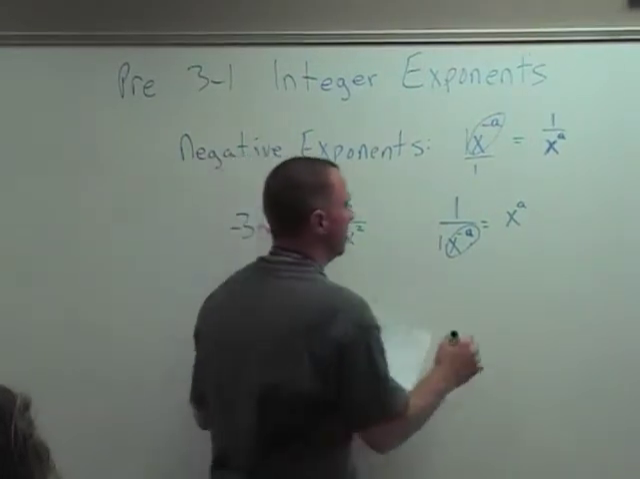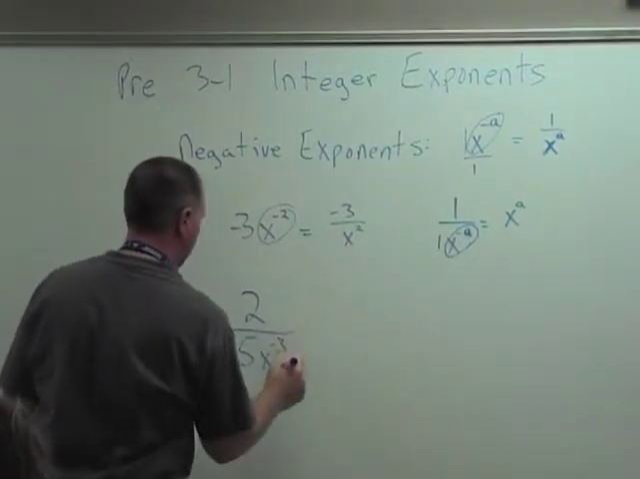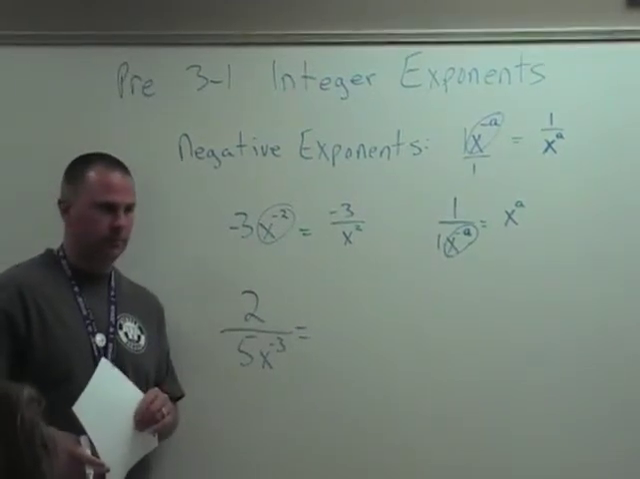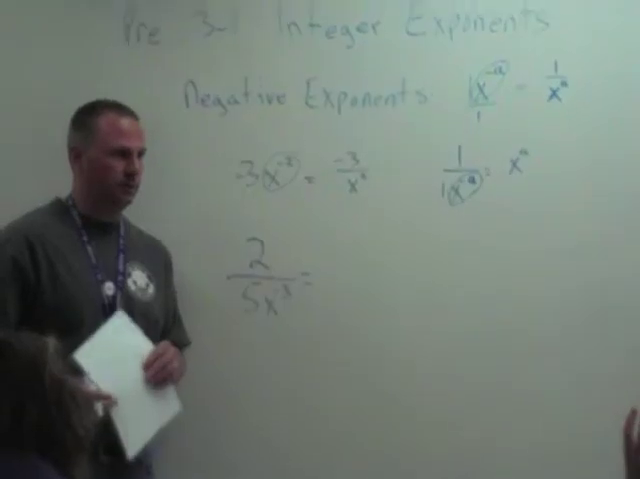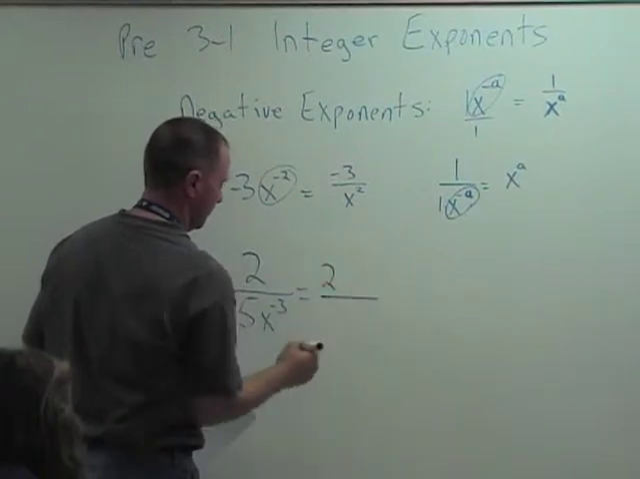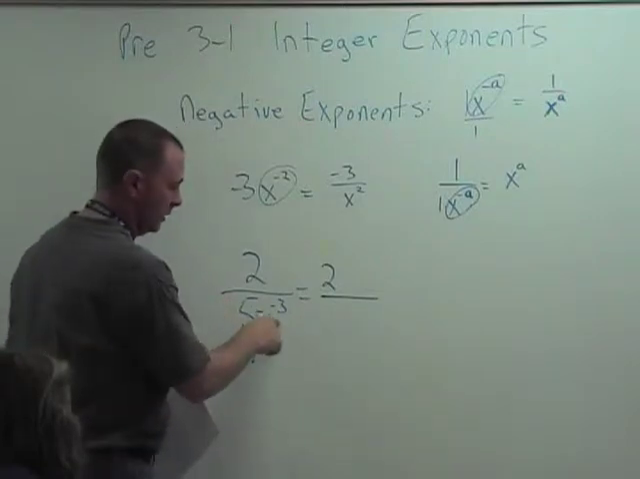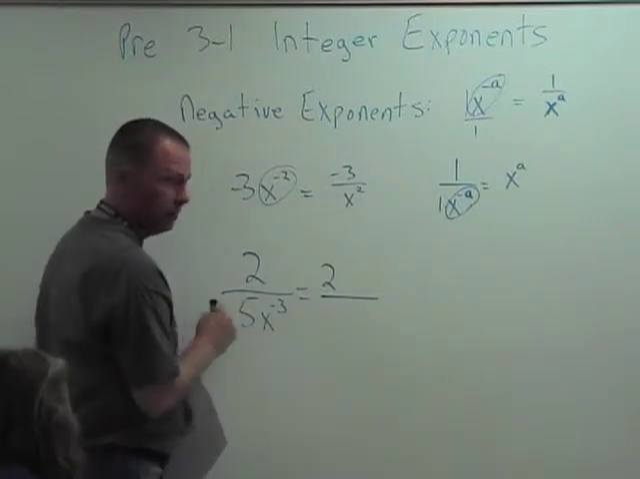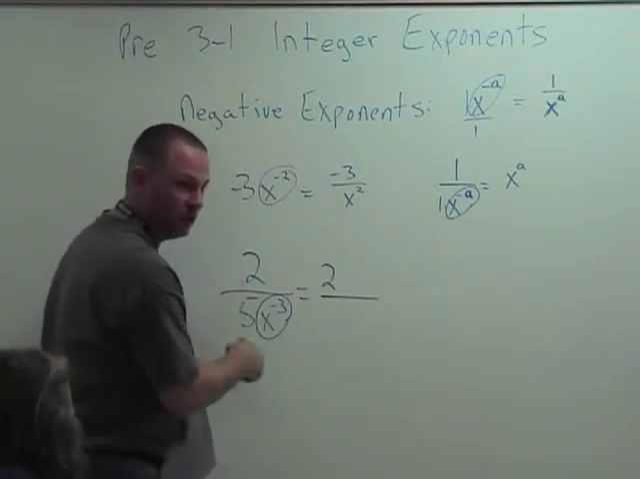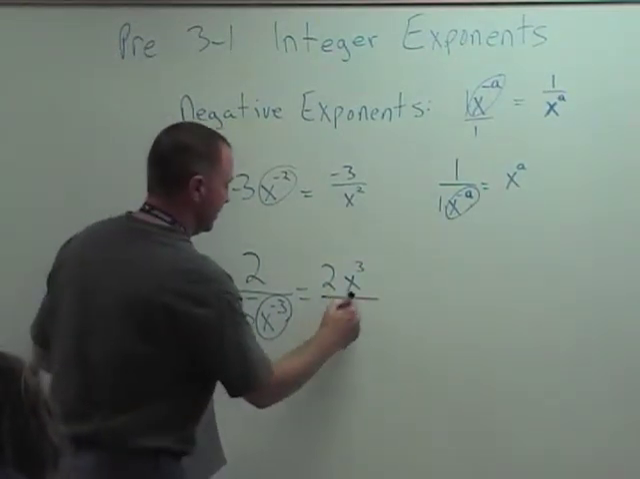All right, let's do one more. Let's do 2 over 5x to the negative 3. Who thinks they can do this one? Brianna. 2 over 5x positive 3. You're going to leave it in the bottom? Why? It's in the bottom. To make it positive, you've got to trade positions. So the x cubed is going to go on top. It becomes positive, and the 5's on the bottom.